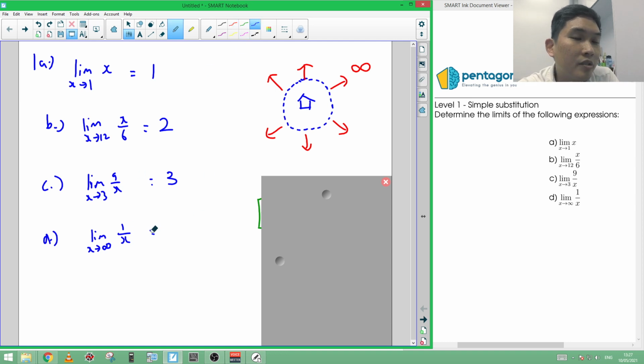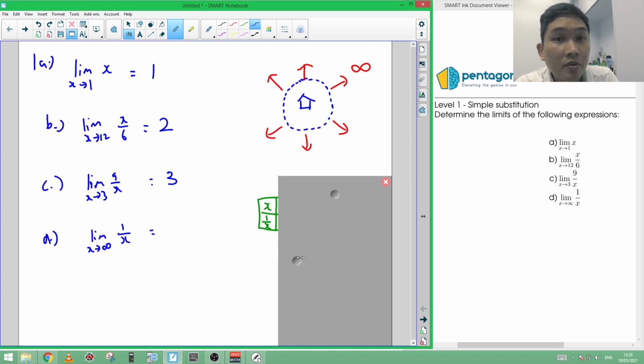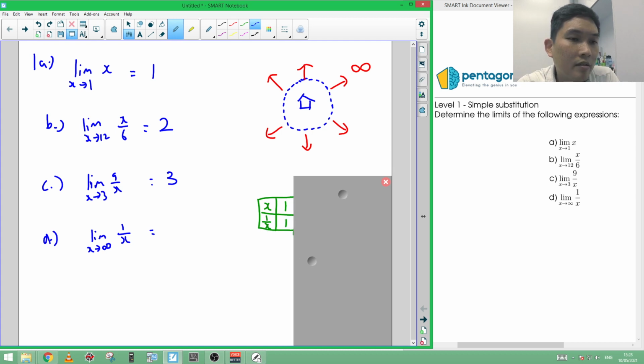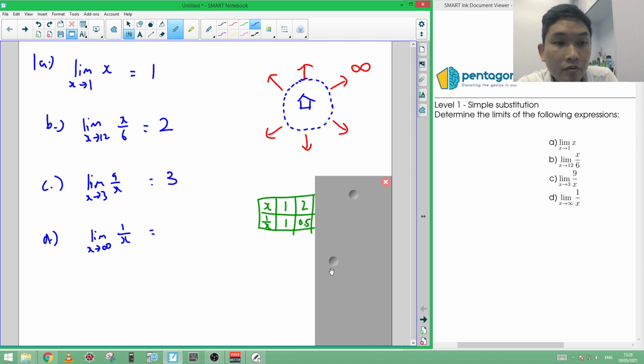So what we can do is look at a table of values. Let's see what happens when I change values of x. How does 1 over x change? Let's start off with a simple value. What happens when x equals 1? Then 1 over x becomes 1 over 1, that is 1. What happens when x equals 2? Then you have 1 over 2, which is half, 0.5.